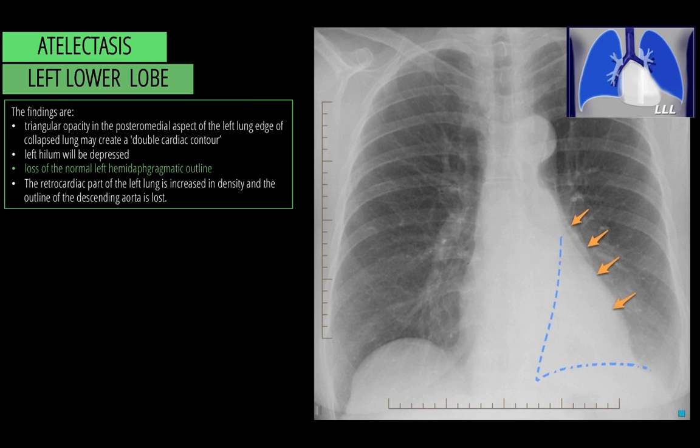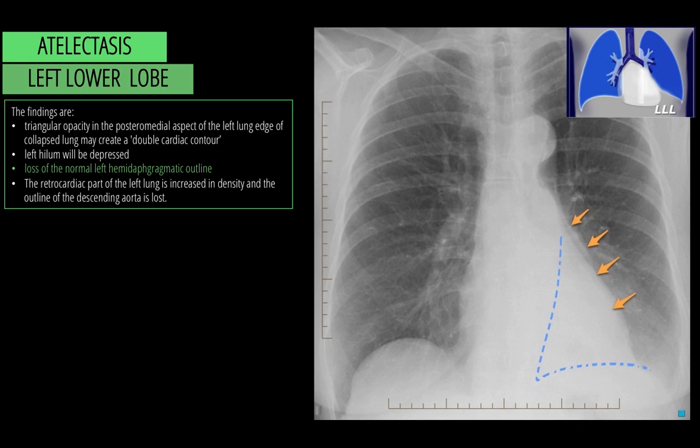And then lastly, just finishing off the atelectasis section with left lower lobe collapse, we can see pristine right heart borders. The right hemidiaphragm is pristine. However, as soon as we start looking at the midline and the left side, we can see loss of the left hemidiaphragm, as outlined in blue, with where the normal position should be.